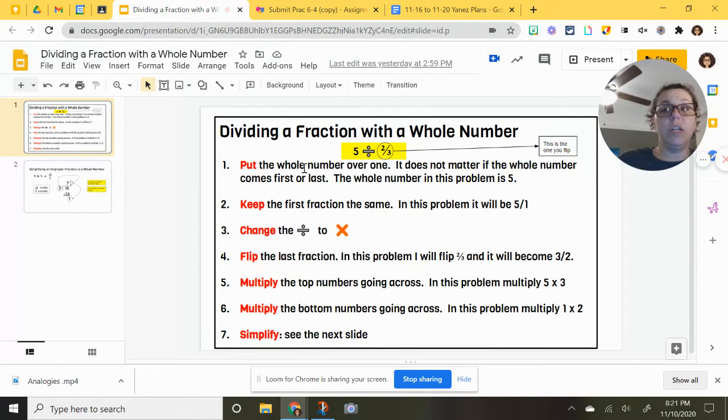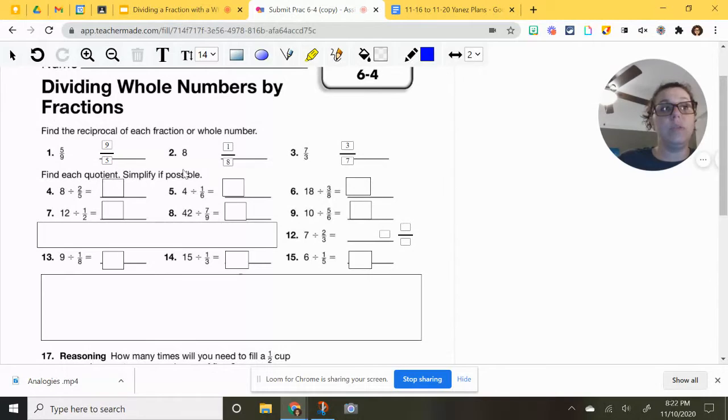So starting here, this is an example: put the whole number over 1. Again, it says it does not matter whether the whole number comes first or last. You're going to keep the first fraction the same. So in this case, I am going to keep 8/1 the same.